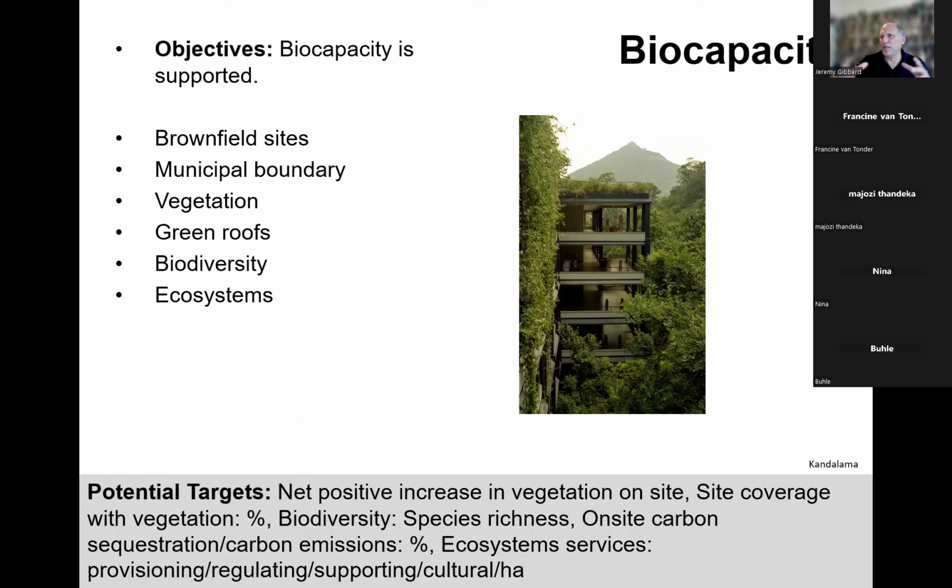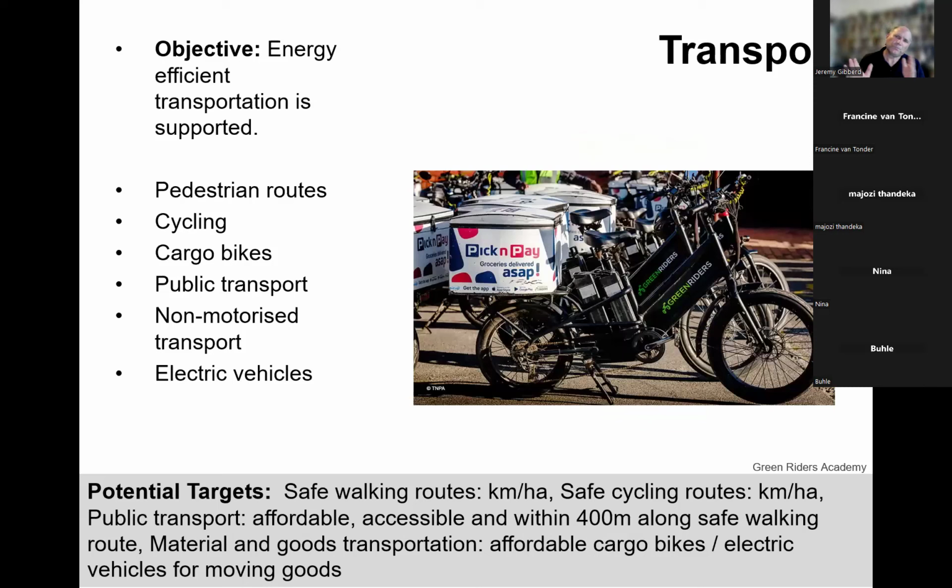What's the space that's covered in vegetation? What's your species richness? If you want to do some interesting calculations, you can look at on-site carbon sequestration. Quite complex, but you can do it. There's particular types of plant. Spekboom, for instance, has very high sequestration potential. So there are certain plants that are very good at sequestering, absorbing carbon. And so you can look at these figures and you can present that in terms of your design.